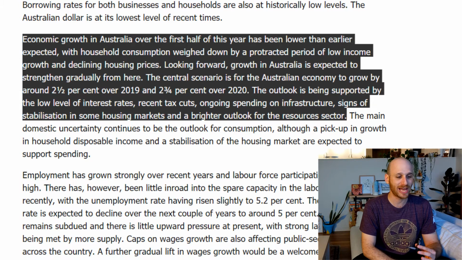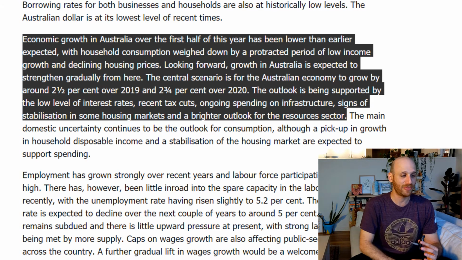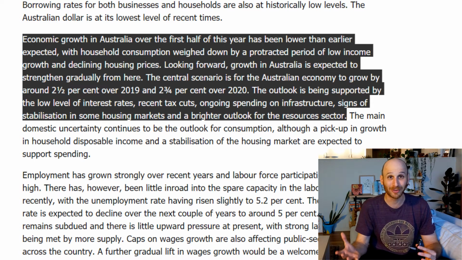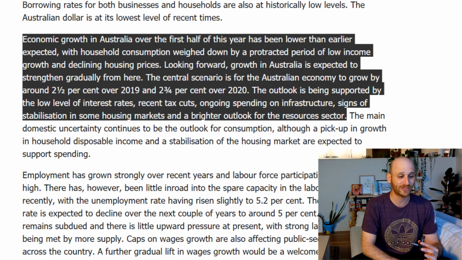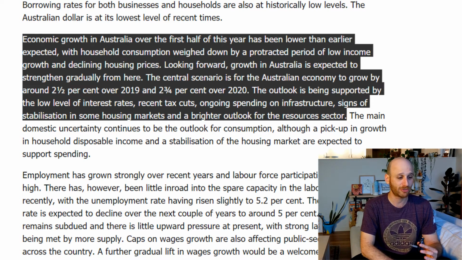Looking forward, the RBA is optimistic about economic growth, and thinks it will be higher. You can see here the RBA is saying that the central scenario, so the main idea, the main forecast, is for the Australian economy to grow by around 2.5% over 2019 and 2.75% over 2020. So okay, economic growth. The outlook is being supported by the low level of interest rates, recent tax cuts, that's in the 2019-20 budget, ongoing spending on infrastructure, and a brighter outlook for the resources sector.